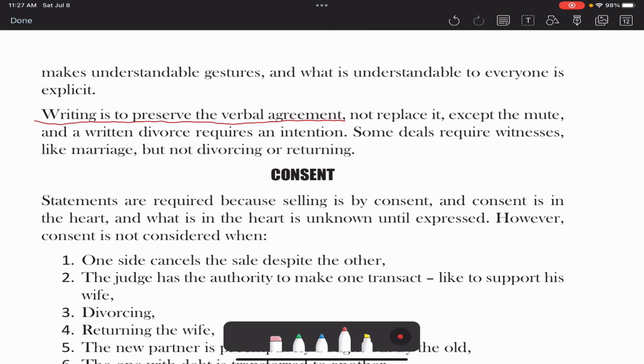So non-Muslims, they do acknowledge verbal agreement, but not over a written agreement. They don't acknowledge a verbal agreement over a written agreement. And one might think that that's sound or sounder. But this way is sounder. Writing is to preserve the verbal agreement, not replace it. How is it sounder? Very easy.